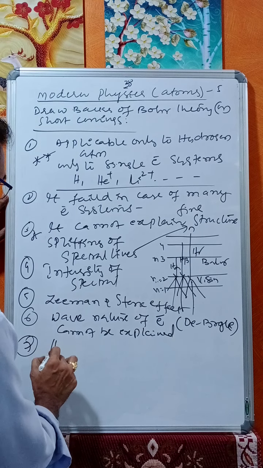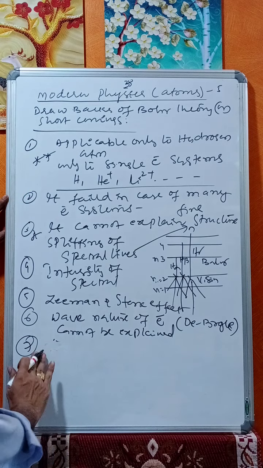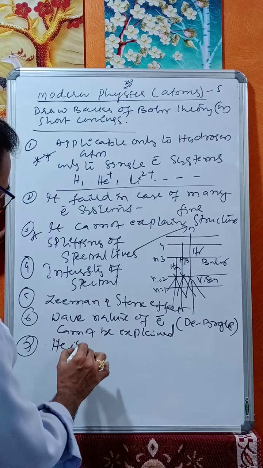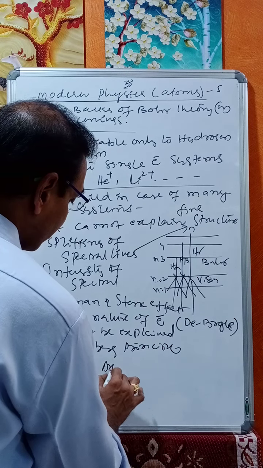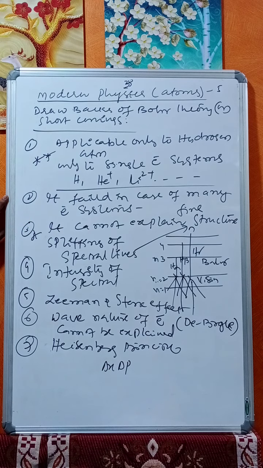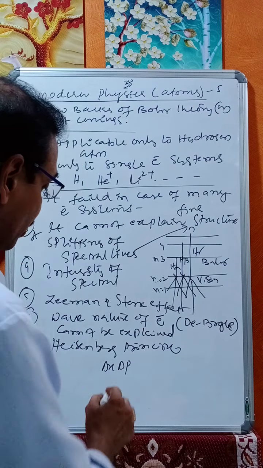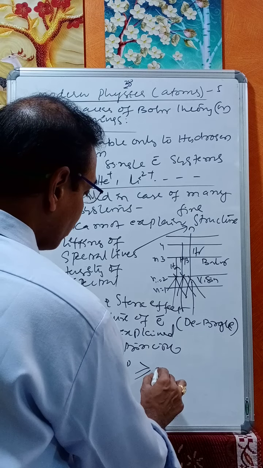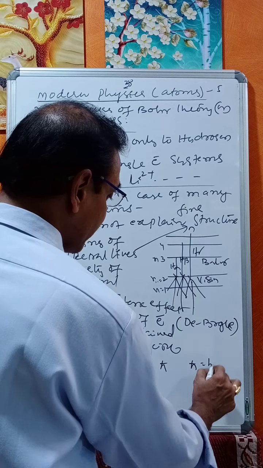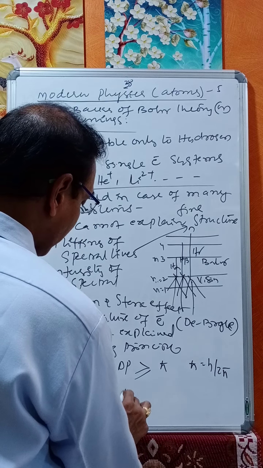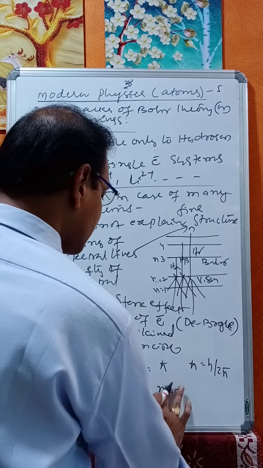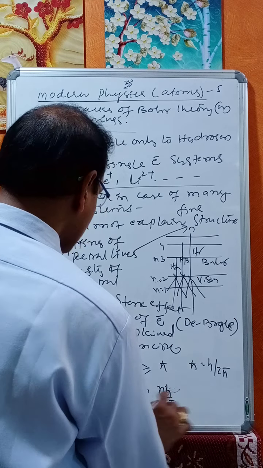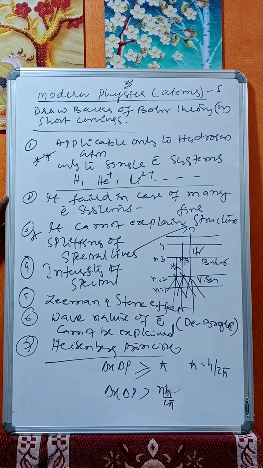Next, the Heisenberg principle was violated. What is the Heisenberg principle? The product of uncertainties in position and momentum is greater than or equal to h cross, where h cross is equal to h by 2 pi. We can write this as delta x delta p greater than or equal to n h cross, or n h by 2 pi. This cannot be explained; Bohr's theory violated Heisenberg's uncertainty principle.